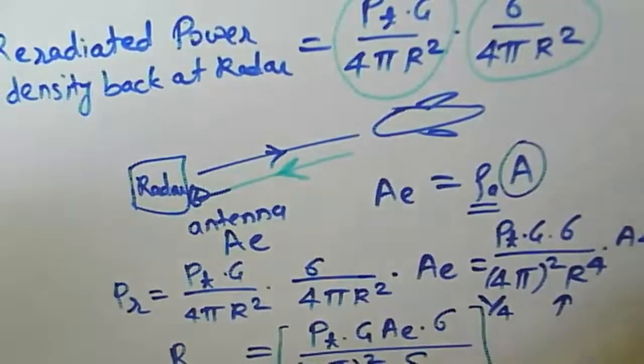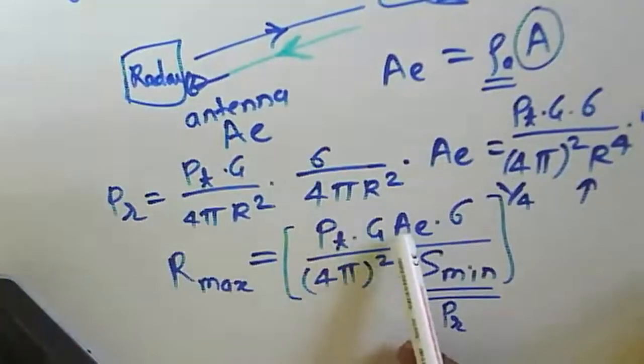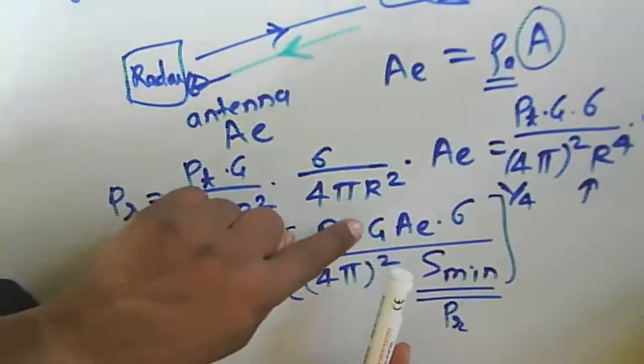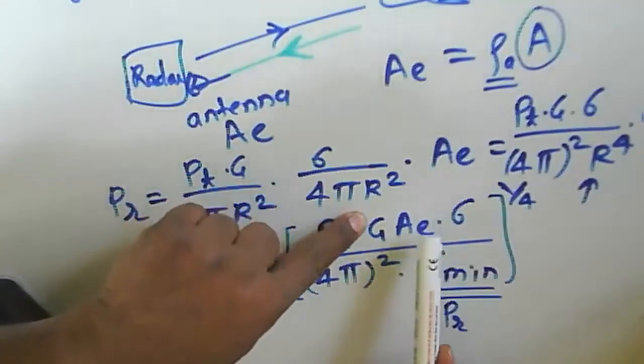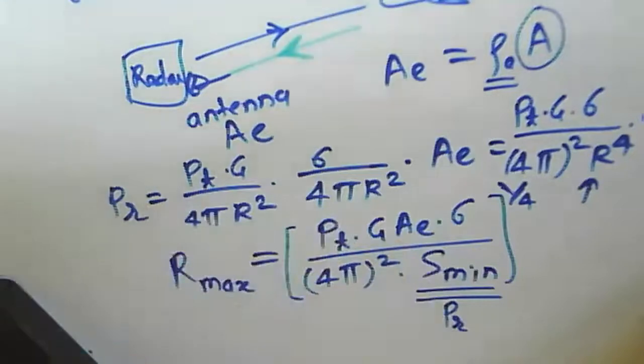That is R. This depends upon which antenna we are using, what the gain of the antenna is, and then again the effective aperture area of the antenna. With this we will calculate R max. Now the gain G is useful for the transmitting antenna, and the effective area is for the receiving antenna. So we can write AE with respect to the gain of the antenna.